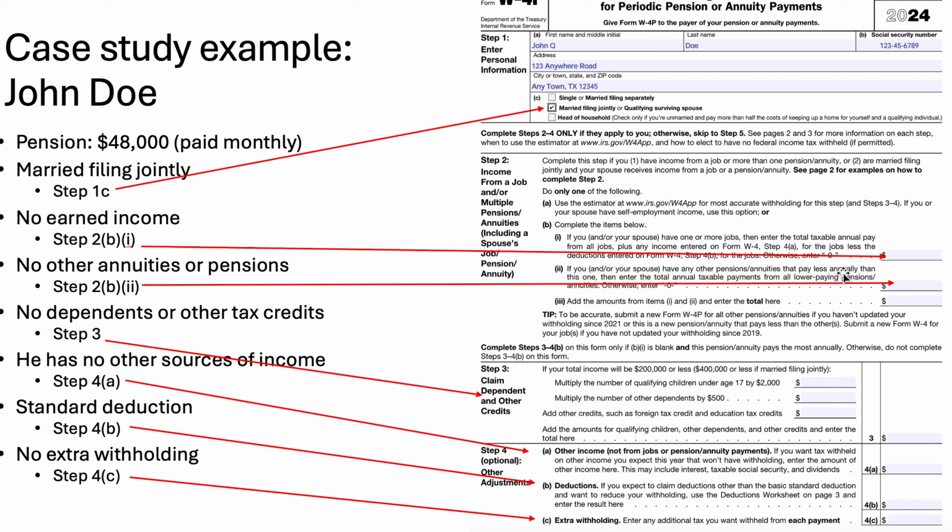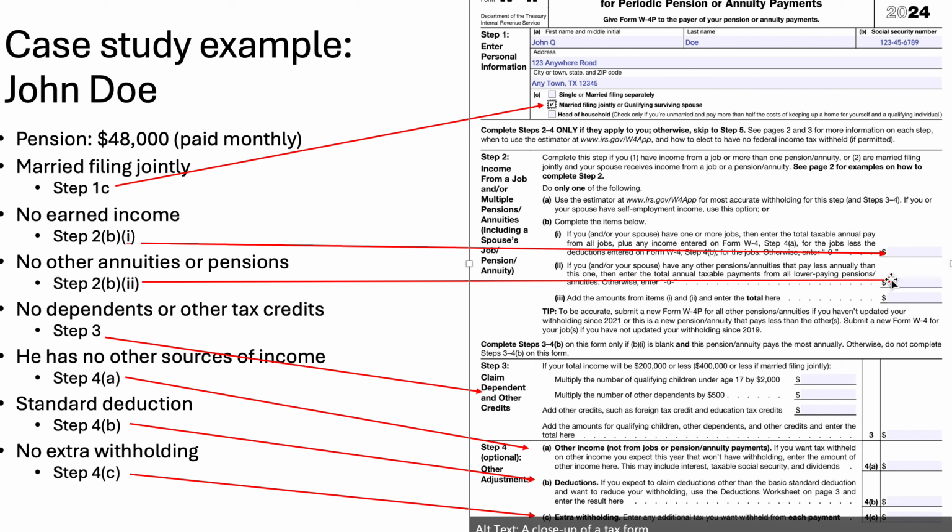this one. If they pay more, then you would not be completing this one necessarily. You would be completing the W-4P for the higher pension or annuity, and then including the amount that you earn from this pension in that step 2B2. So in other words, if you had $48,000 in this one and you were completing a Form W-4P for the higher paying one, then you would simply enter $48,000 into this space.